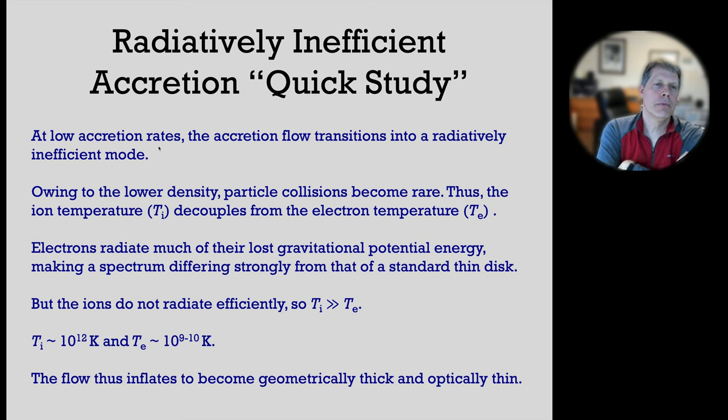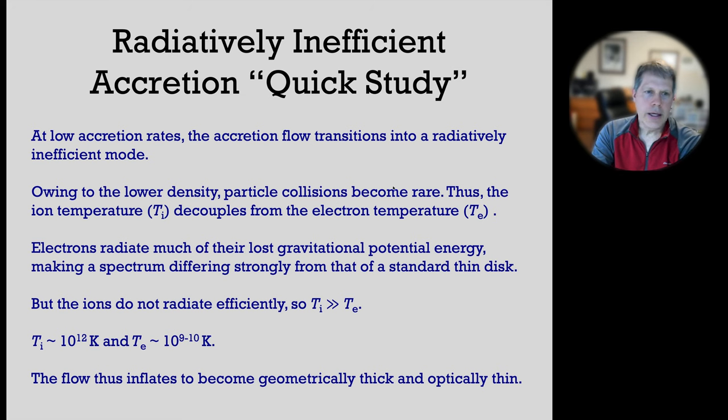When a system is accreting at a low accretion rate, the accretion flow transitions into a radiatively inefficient mode. So how does that work? Well, I have some points here that are going to try to explain that. At low accretion rates, the density of the accretion flow is lower, and when the density becomes sufficiently low, particle collisions start to become rare.